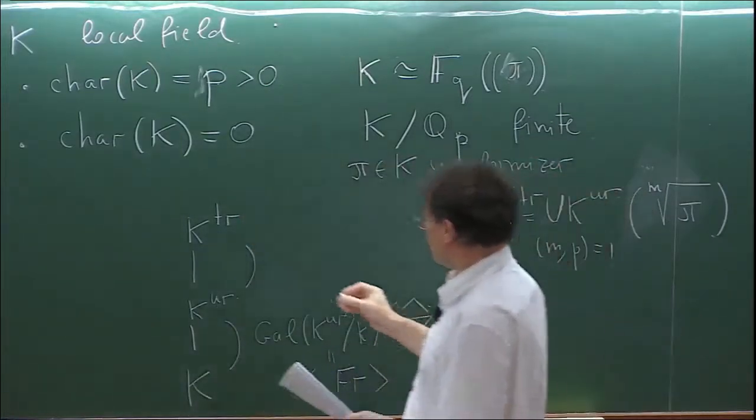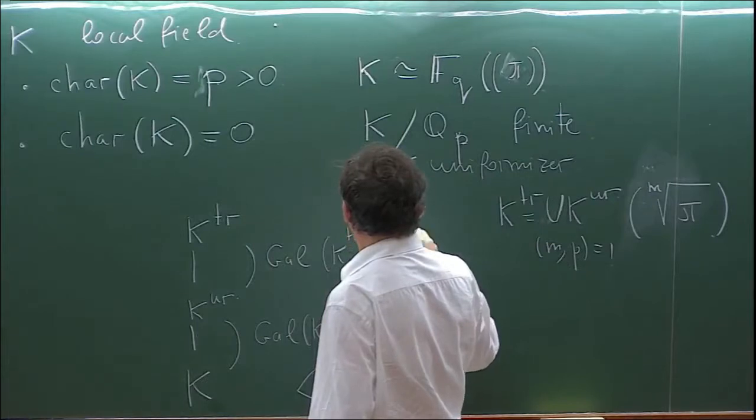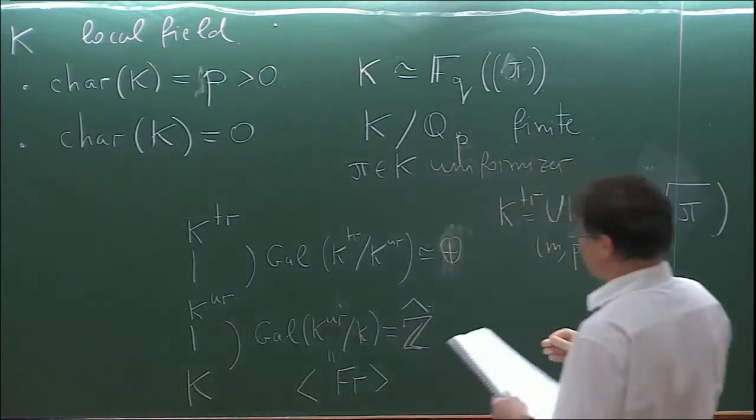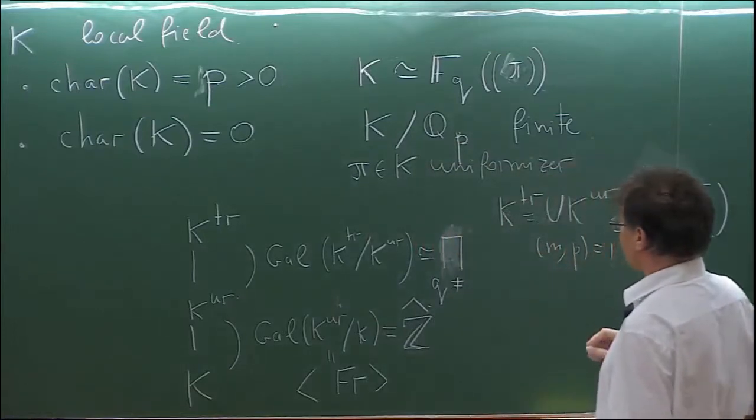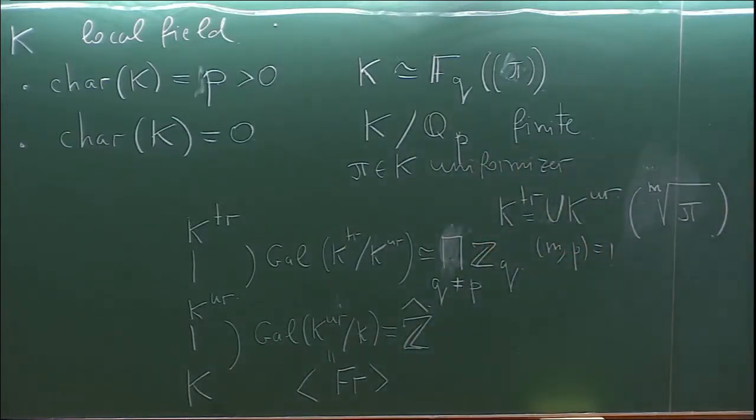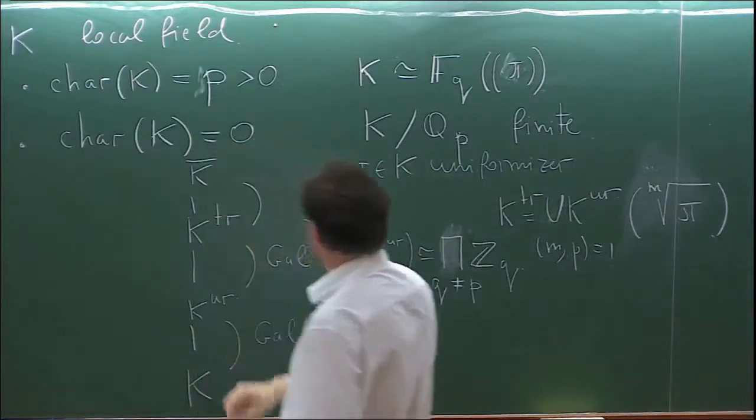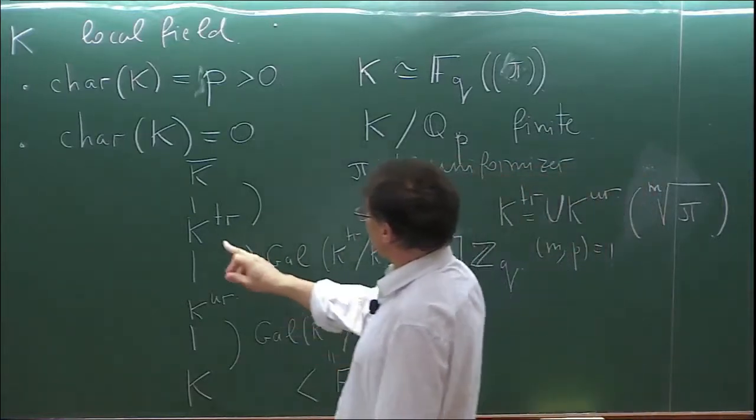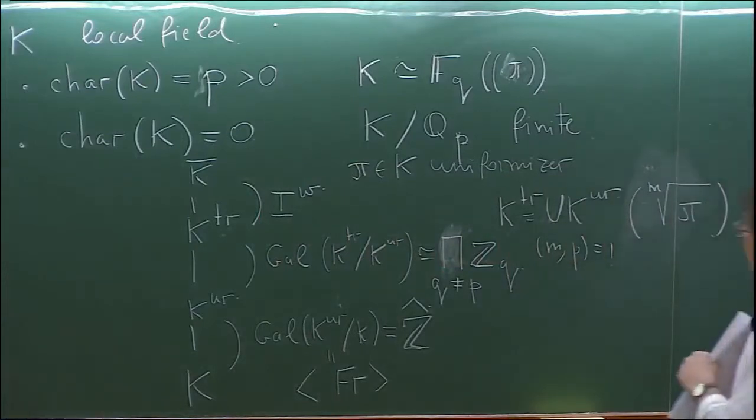Okay. So this Galois group is isomorphic to the direct product over all primes q different from p of copies of Z_q. Now we go to K bar, and the Galois group of K bar over the maximal tamely ramified extension is the so-called wild ramification group. This is a pro-p group.